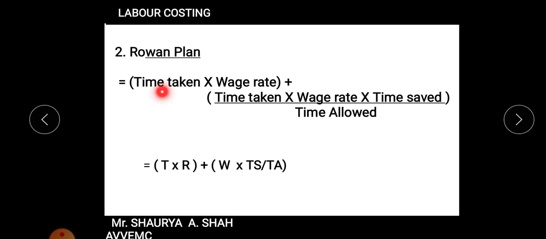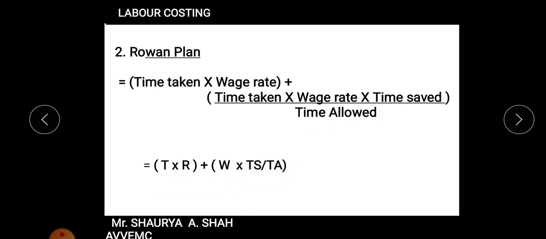So what is it all about? Time taken into wage rate. That is for what he has worked already, right? Plus he is giving time taken into wage rate into time saved upon time allowed, right? So compare, this and this are the same. Compared to your actual wages which he should get, how much time he has saved compared to your time allowed. So that is the additional bonus which you are paying. So that is your Rowan plan.